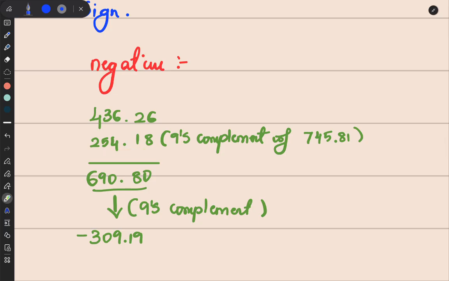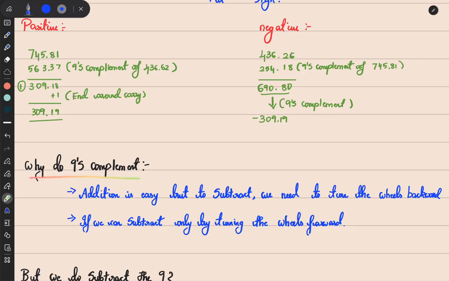And if we go to the negative side, again we take 254.18, which is the 9's complement of 745.81. So we add these two, and then we take the 9's complement of the result. Because there is no carry here, we take the 9's complement of the result, and in the result we add a negative sign to represent that it is a negative result.